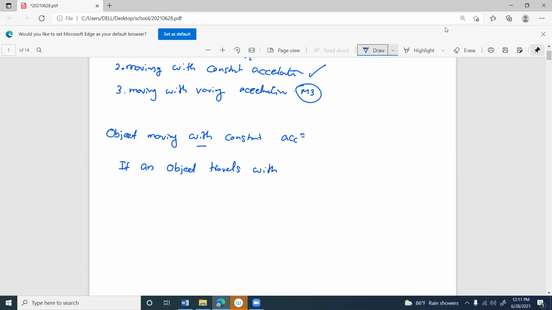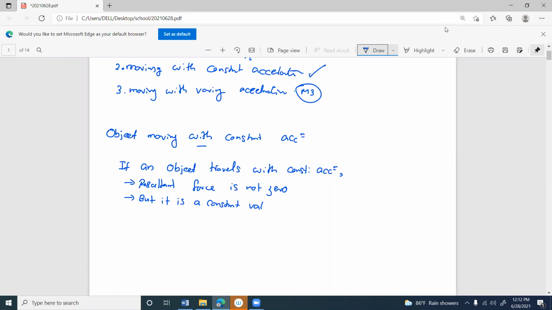Say an object travels with constant acceleration. Because there is acceleration, the resultant force is not zero. That's the first condition. If it is zero, it's moving with constant velocity or is stationary, as we know from Newton's first law. From Newton's second law, you know that when an object moves with constant acceleration, the resultant force is not zero, but it is a constant value.